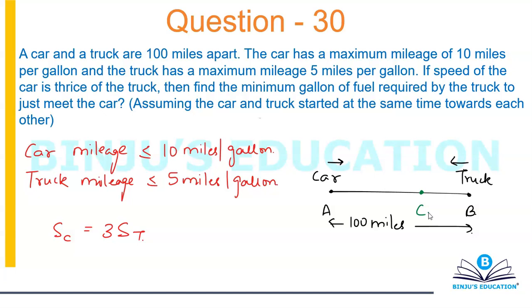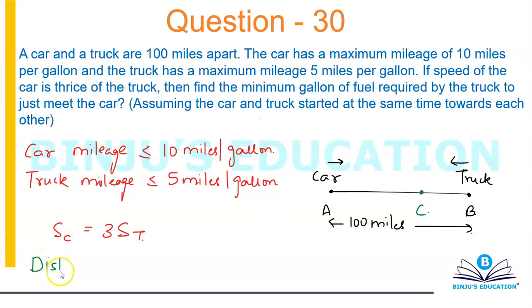So I can say that the time taken by the car in going from A to C will be equal to the time taken by the truck in going from B to C. Correct? That is the actual reason why the car and the truck meet at point C. Because they both started at the same time, they need to reach C at the same time.